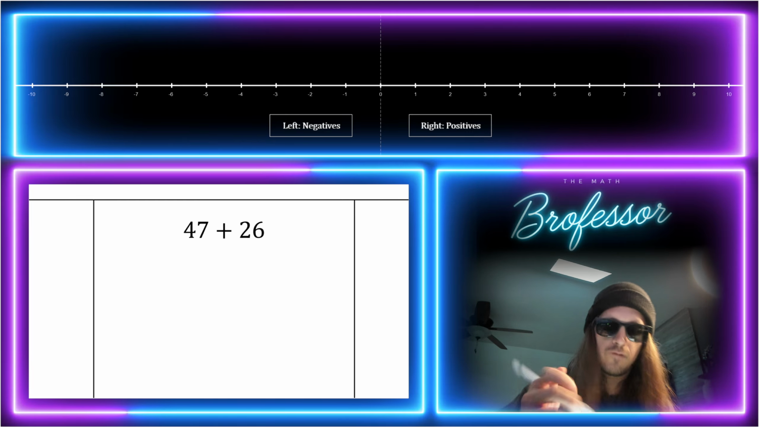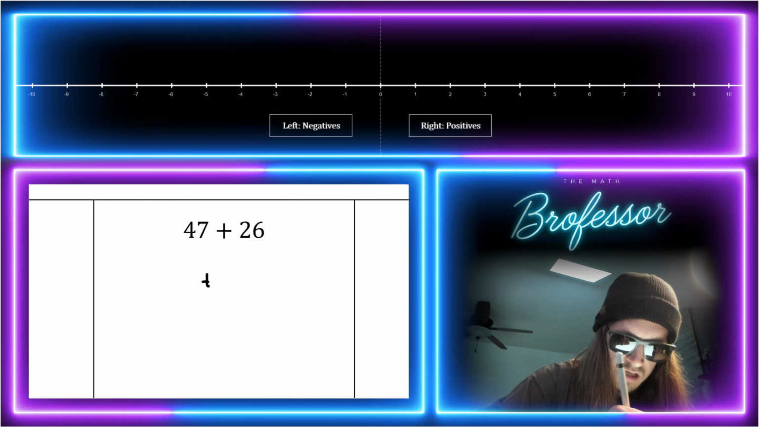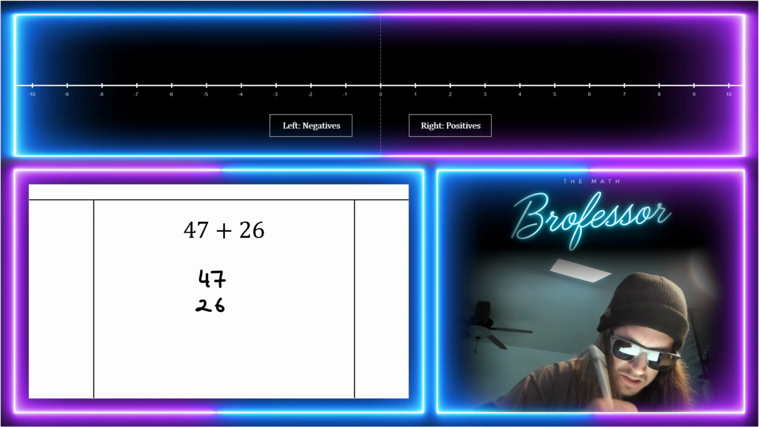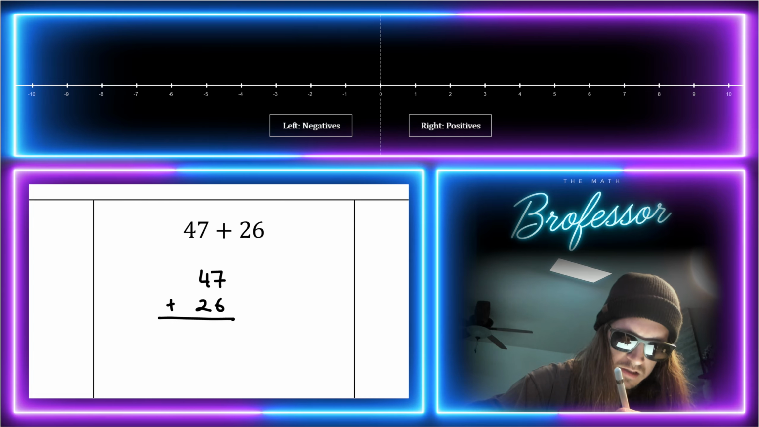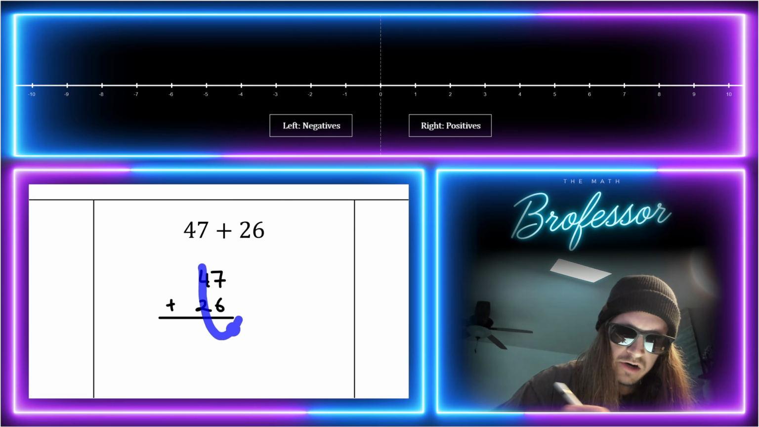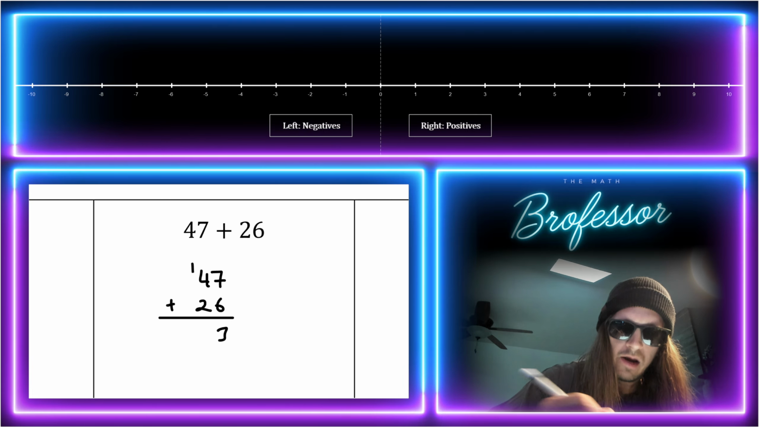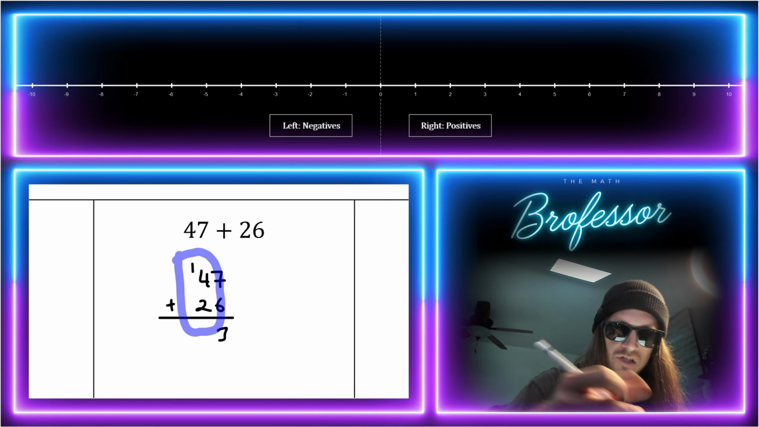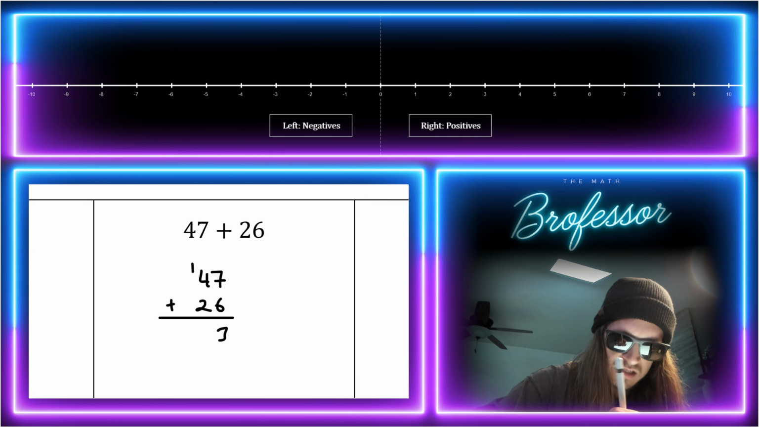Let's do this again. Let's go 47 plus 26. So I would add the digits that are in the ones place. 7 plus 6 is 13. And then I would carry the 1. And then I would just add up all these digits. The 4 plus 2 plus the 1 that I carried, which is 6 plus 1, 7. This is 73 right here.